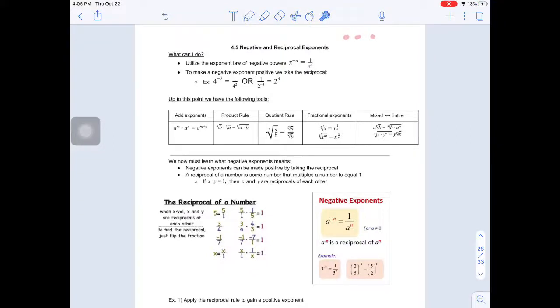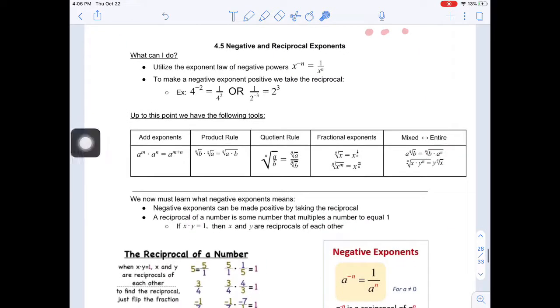So now we are on to 4.5, and what 4.5 is all about. It's negative and reciprocal exponents. Now, with this section, we're adding an additional rule to our toolbox. So after this, what am I going to be able to do?